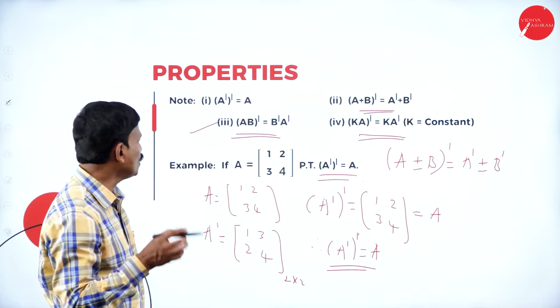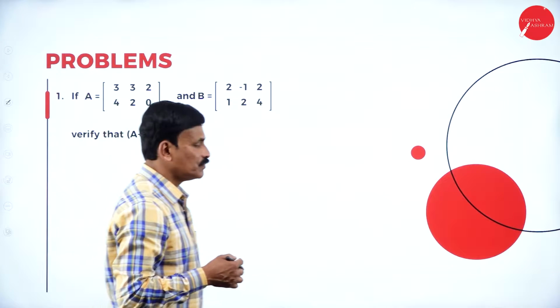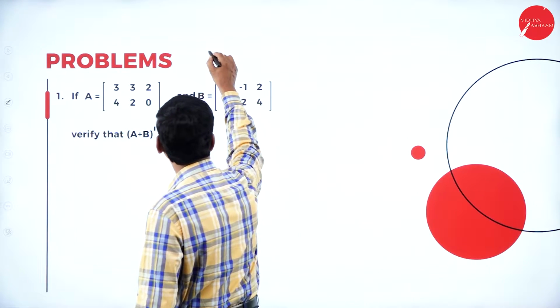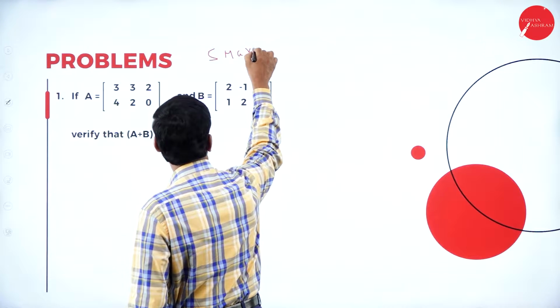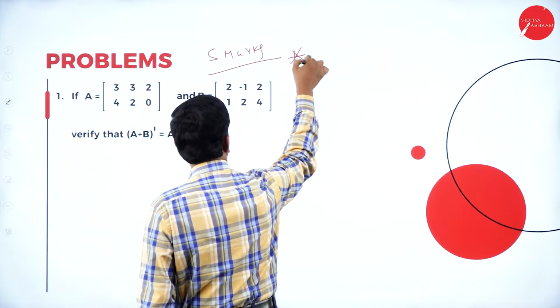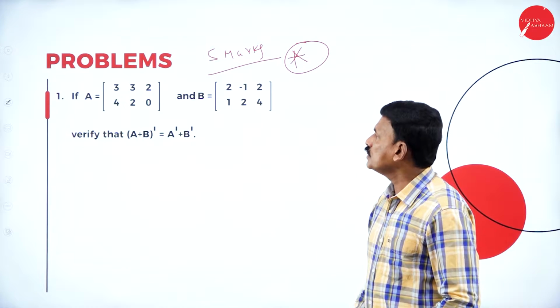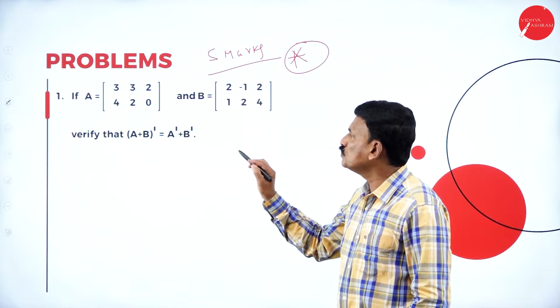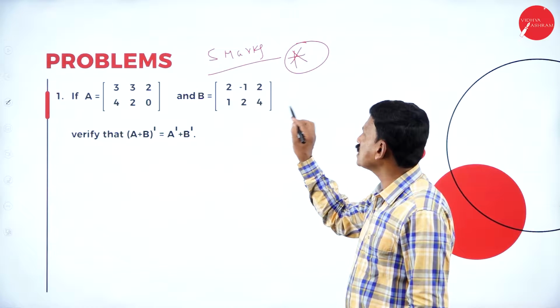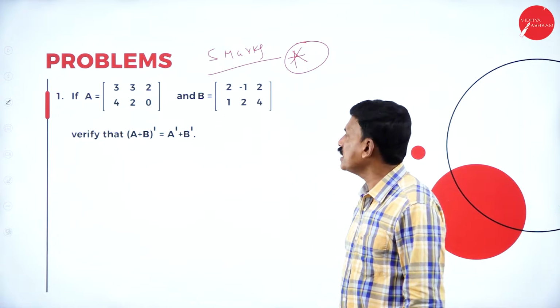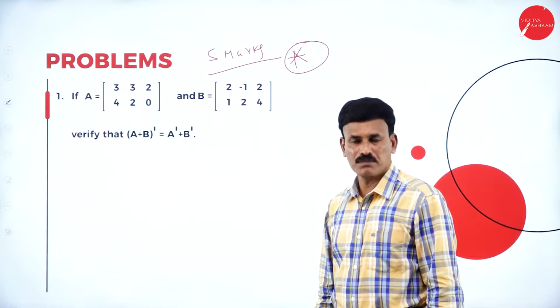Okay. Now let us take a very important problem for 5 marks. You may expect this type of question for 5 marks. These types of problems are very important from the point of view of examination. Now if A is equal to [3, 3, 2; 4, 2, 0], B is equal to [2, minus 1, 2; 1, 2, 4], then verify that (A plus B) whole dash is equal to A dash plus B dash.